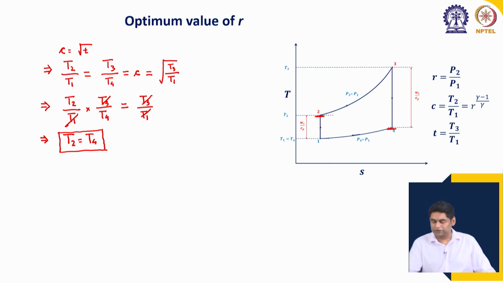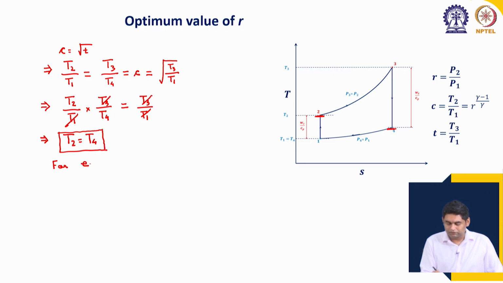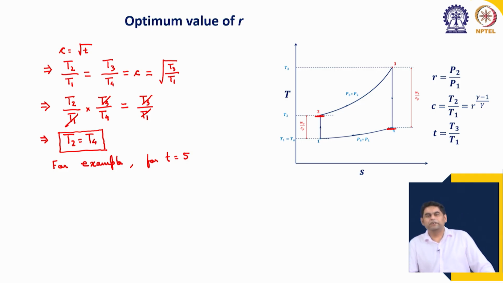So, we should have such a compressor pressure ratio that T2 equals T4, and then we will get the maximum work output. For example, let us consider some numerical values. Let us say the inlet temperature is 300 Kelvin and the maximum temperature is 1500 Kelvin, all realistic values. In that case, small t is equal to 5.